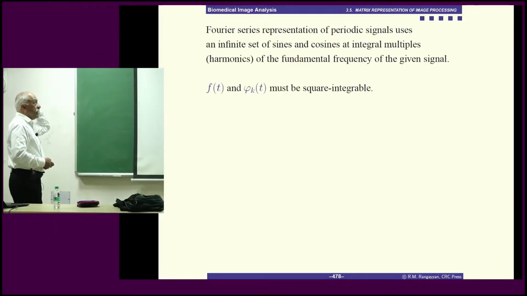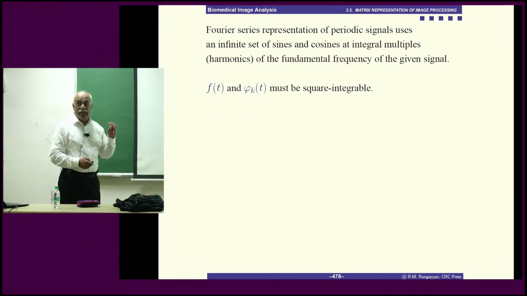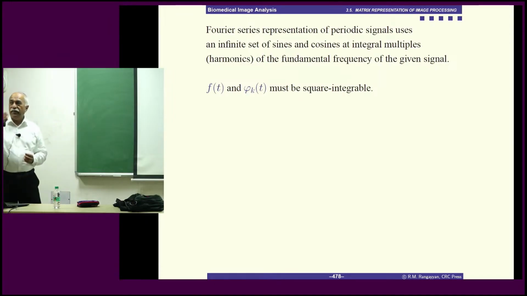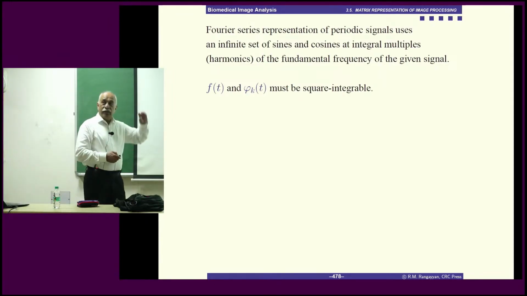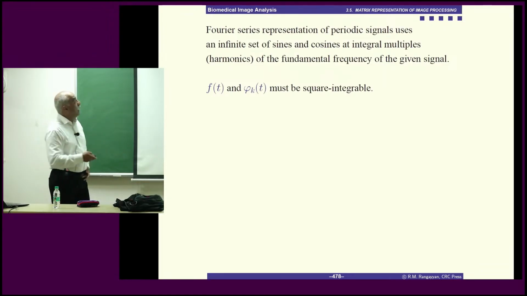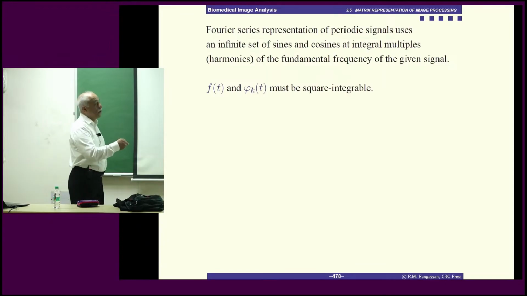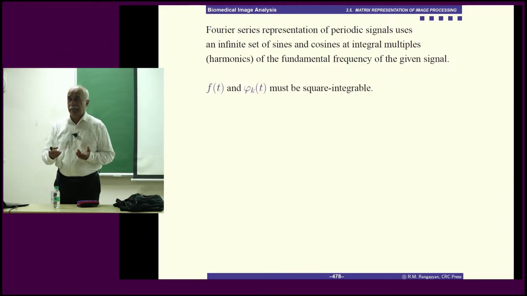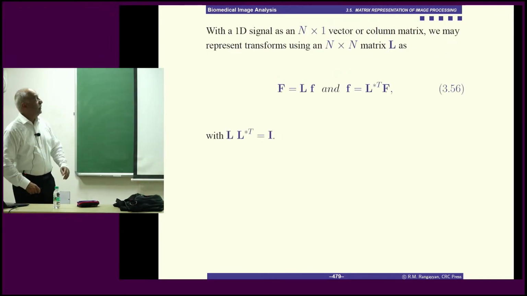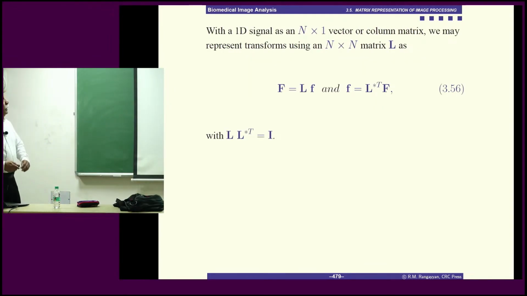The Fourier series representation of periodic signals uses an infinite set of sines and cosines at integral multiples or harmonics of the fundamental frequency of the given signal. So that is an example. We will see details soon. And these functions, phi_k(t), all these basis function members, and the given function f(t) must be square integrable. That is, they must have finite energy. There are some other conditions, but right now we will only use this one condition.